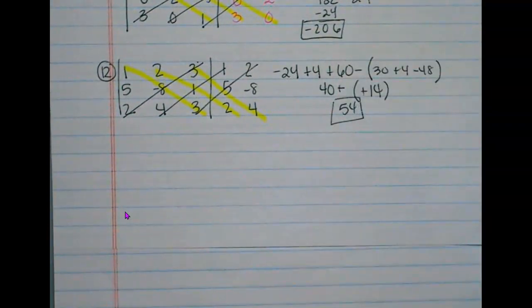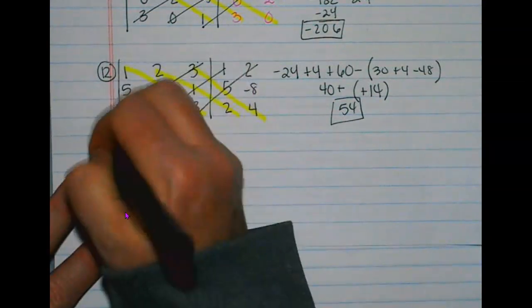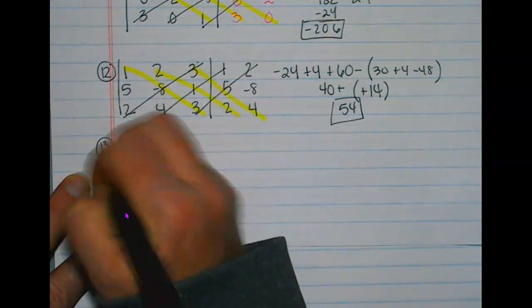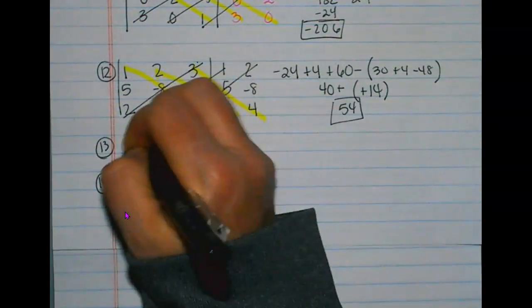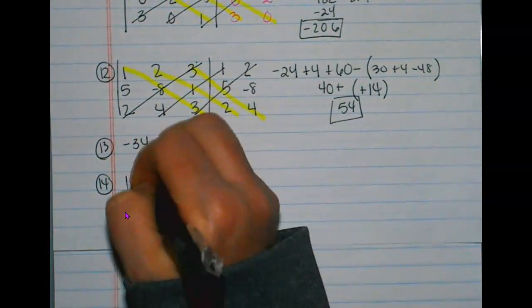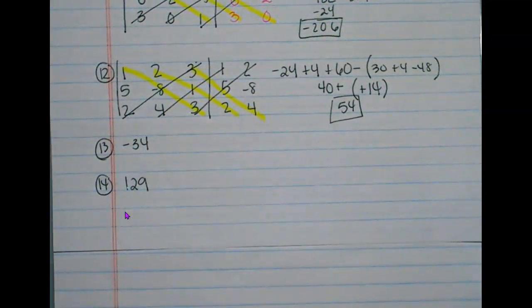So 12. So we've gone through 2 of them longhand. Hopefully you can check your 13 and 14 with the answers. And if you still have questions, please send me an email. So 13 is negative 34 and 14 is 129. Okay, so that's checking the homework from 3.7 day A, first day.